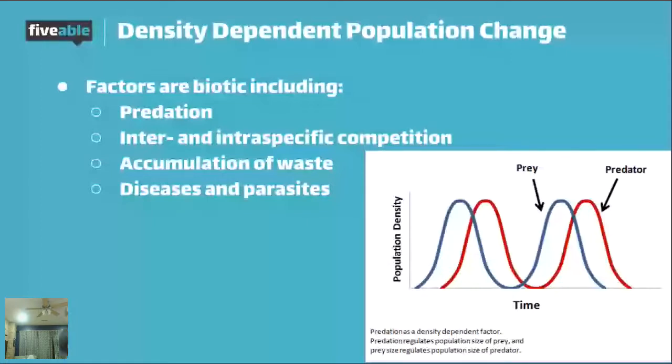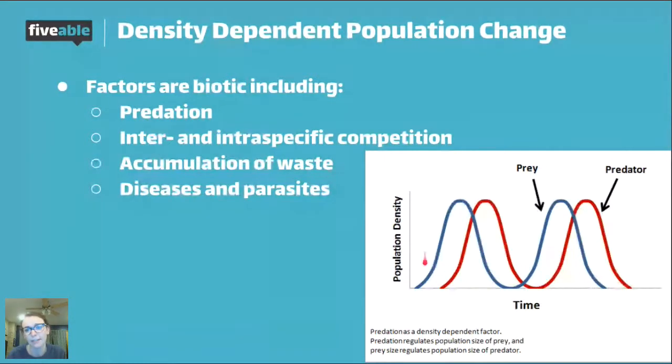Okay. All right, so a density-dependent population change is going to be a factor that's going to change our population depending on how large our population is. So things like predators, inter- and intraspecific competition, the accumulation of waste, disease, and parasites, a lot of the things that you told me can affect a population are going to be density dependent. It depends on how large our population is. The larger the population, the more diseases there are. The larger the population, the more accumulation of waste, the more competition, oftentimes the more predation, right?